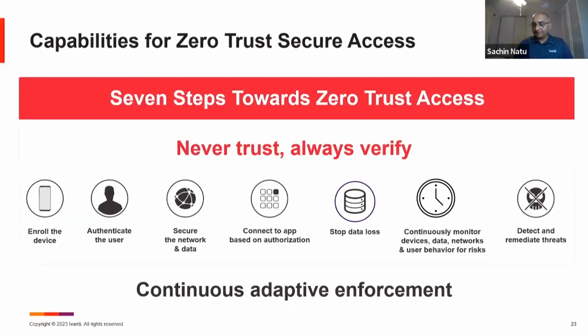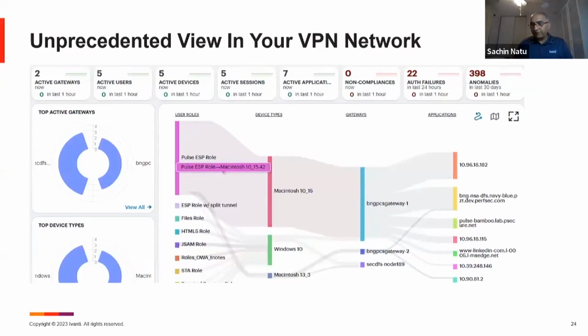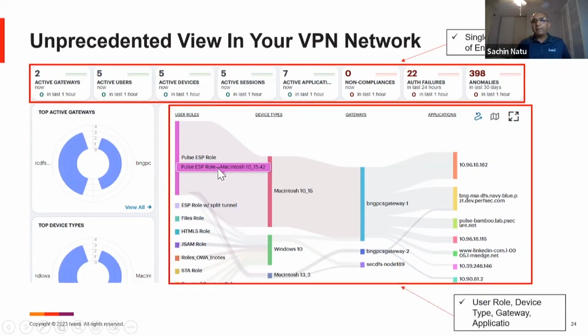Then the last piece: the continuous monitoring of the network, the devices, the user behavior, and taking real-time actions. These are what we talked about. At the top, the first screen that we saw was an executive view of how many gateways you have, how many users you have, how many devices you have, and that entire view at a glance. The second one is the view of the applications: the user role, device, gateways, and the entire application.